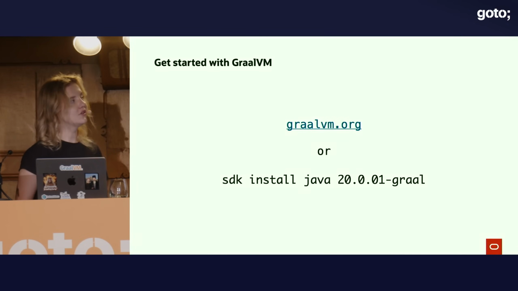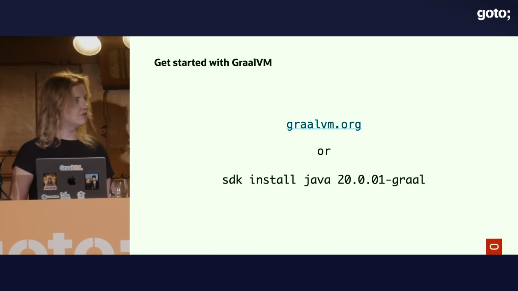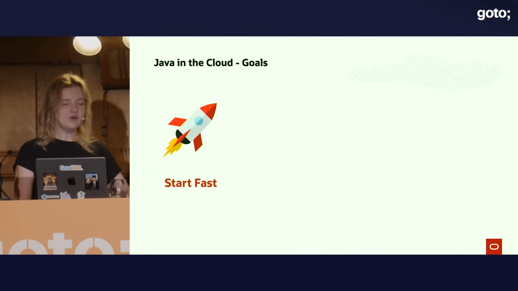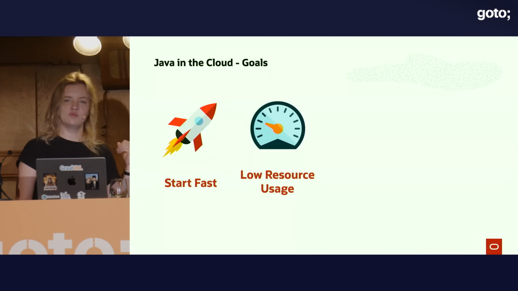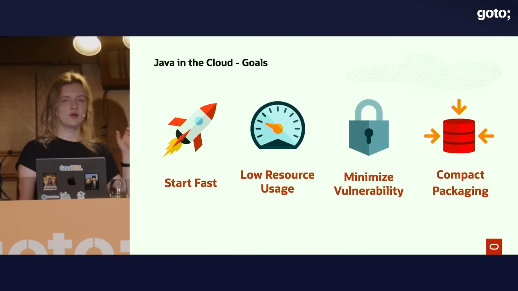To get started, you can go to graalvm.org, or you can use SDKMAN to easily install GraalVM with just one command. Our latest release is already on SDKMAN. To summarize, what you can accomplish with GraalVM in the cloud is Java applications that start fast, use very little memory and very little CPU, are more secure, and are very compact and easy to scale.